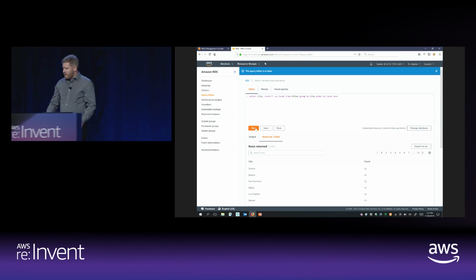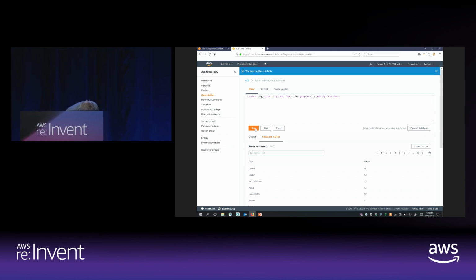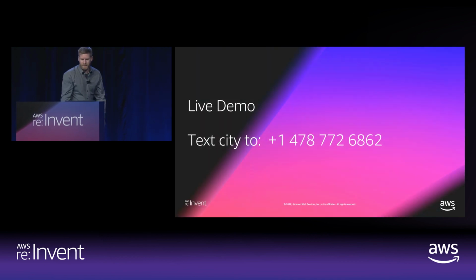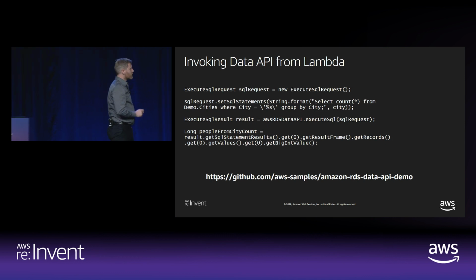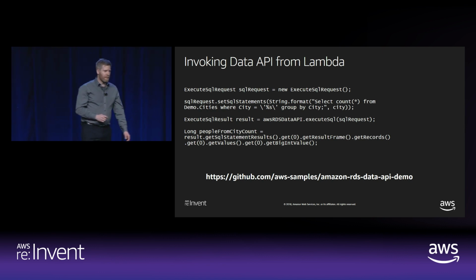Now, just to give you a quick sample of what this code looks like, this is the kind of code that you would write to access your Aurora Serverless database from your Lambda application. We have shared the complete code for this demo right here on this GitHub link. You're welcome to go and download it, make it your own, do anything with it that you would like to do.